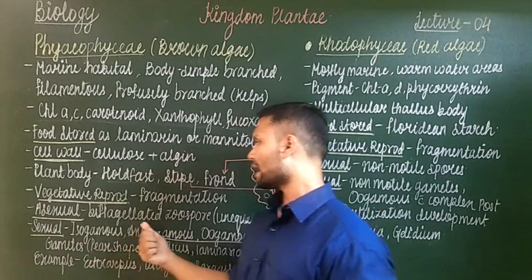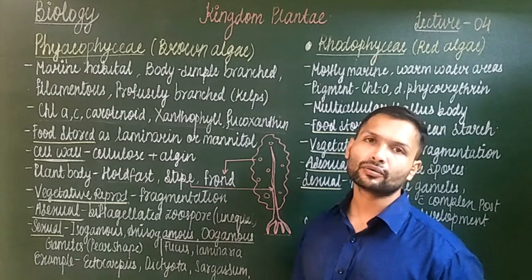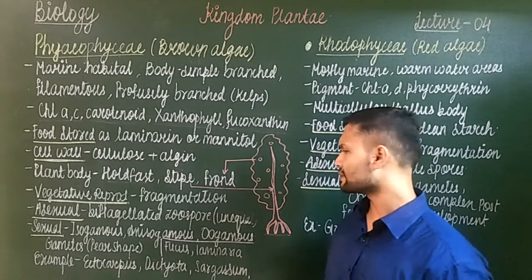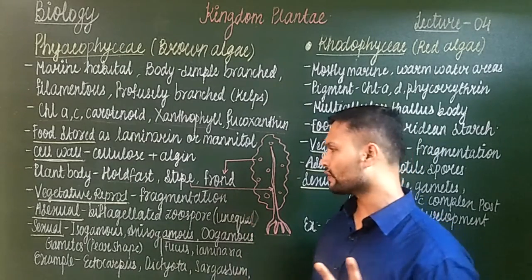Asexual method is by biflagellated zoospores. Obviously zoospores means, you can say, motile spores. But the flagella are unequal. They have only two flagella.